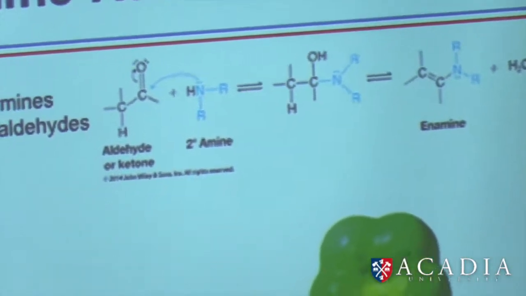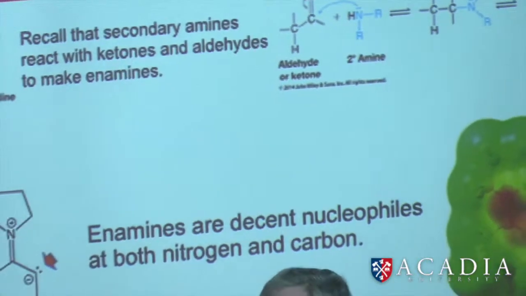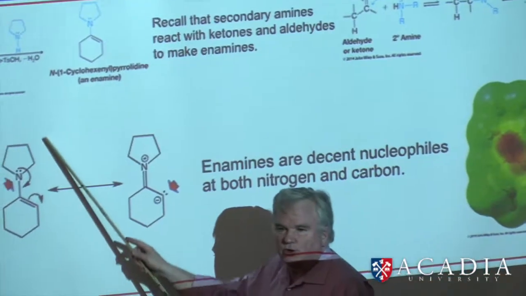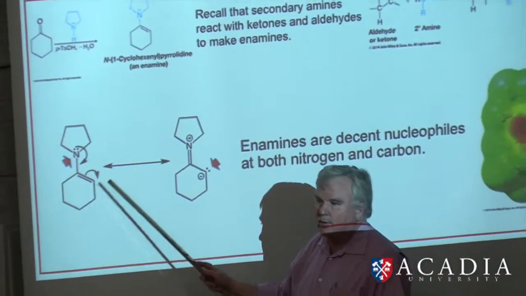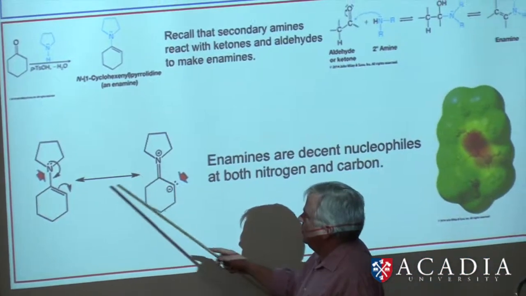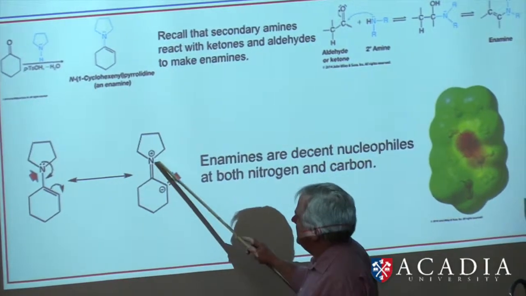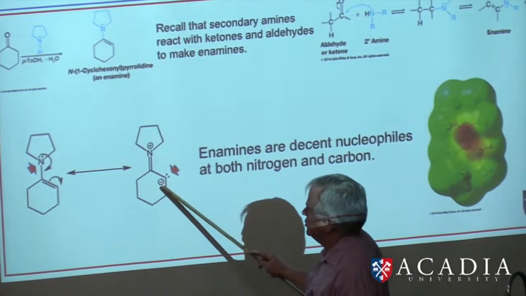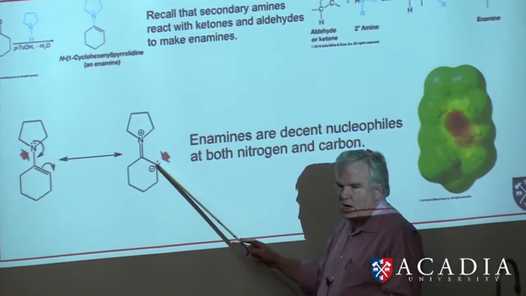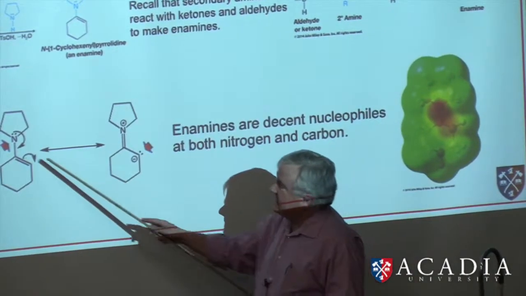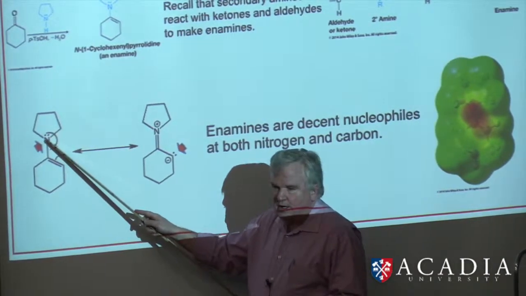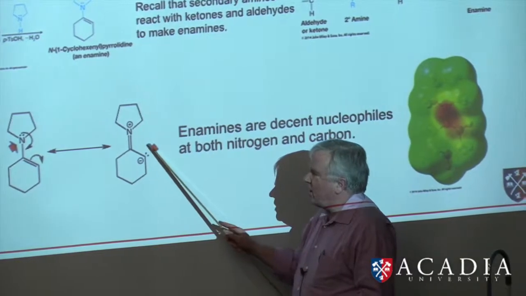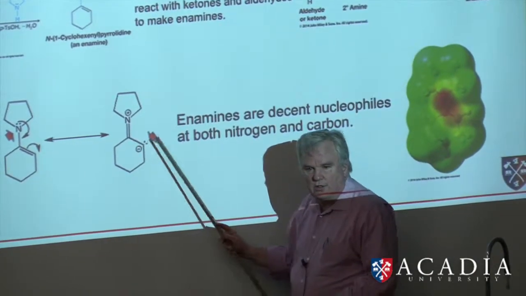We can think about drawing resonance structures for these enamines. This would be the best resonance structure because there's no charges on it, but we could draw one where we move the electrons like this, and we end up having a positive charge on the nitrogen and a negative charge on this carbon. So this is a nucleophilic site because of that lone pair of electrons. And then when we look at the resonance structure, we find that this is also a potentially nucleophilic site.